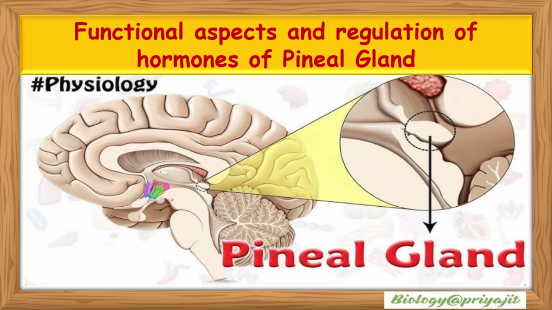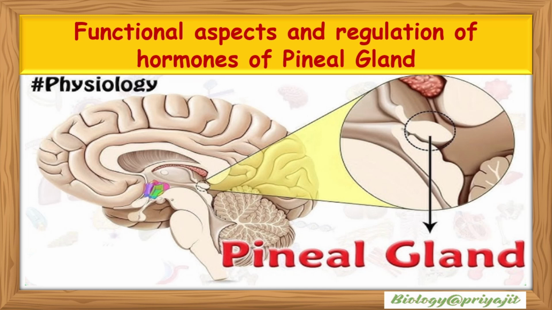Today we will explore the functional aspects and regulation of hormones of the pineal gland, which is a tiny pine cone shaped structure deep within the brain that plays a powerful role in controlling our biological rhythm, often called the third eye of the endocrine system. The pineal gland secretes melatonin, the hormone that governs our sleep-awake cycle and seasonal rhythms. Through neural and hormonal cues, it synchronizes our internal clock with the external environment.